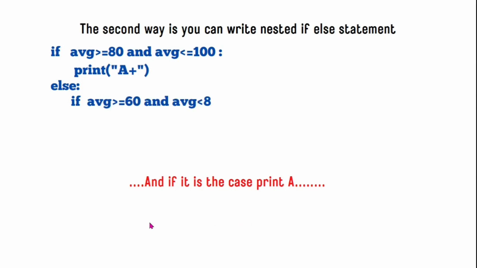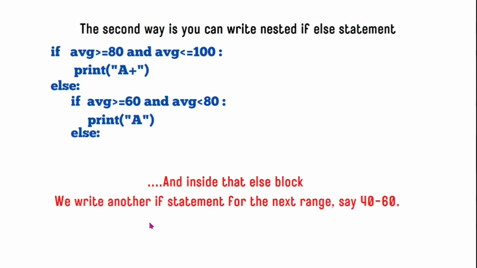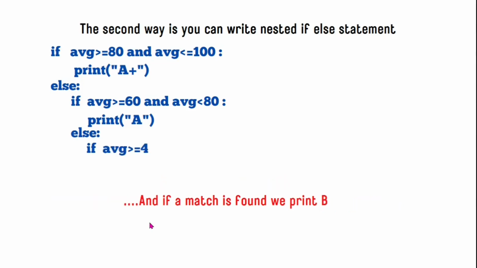And if it is the case, print A. And if the average is also not within 60 to 80, we write an else block for this inner if statement. And inside that else block, we write another if statement for the next range, say 40 to 60. And if a match is found, we print B.